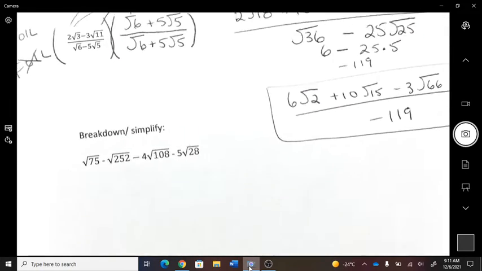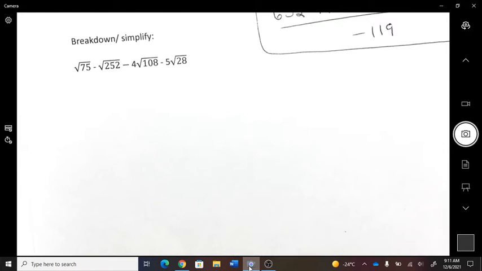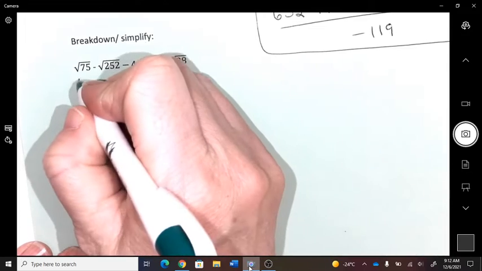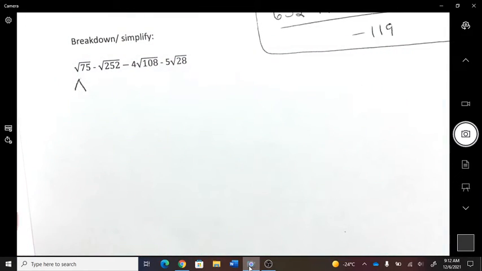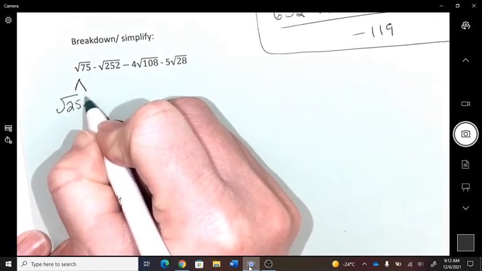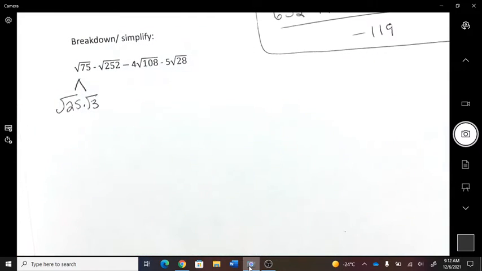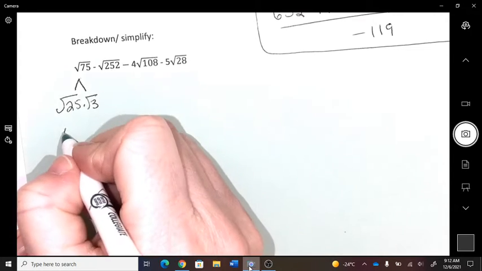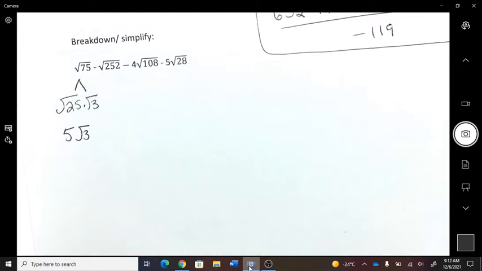Okay, breaking down or simplifying. So we have to have all those magical numbers memorized. 4, 9, 16, 25, 36, etc. So 75 is divisible by which one of the magic ones? 25? 25 times 3 is 75. So root 25 is 5, so 5 root 3.